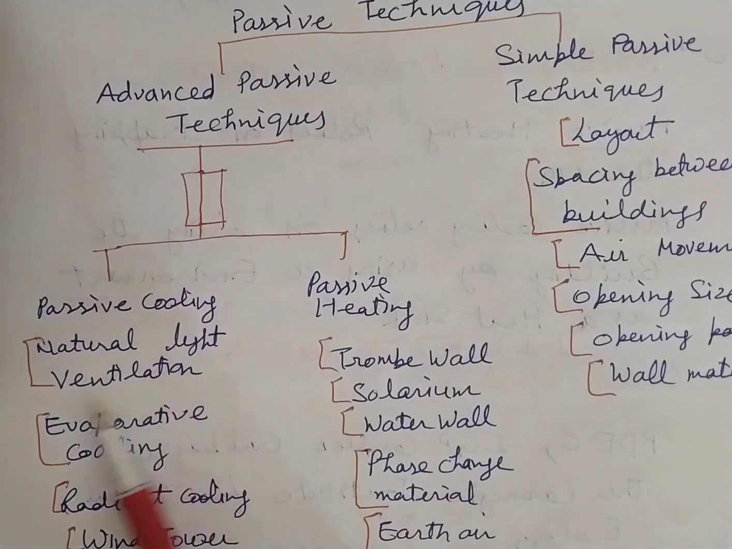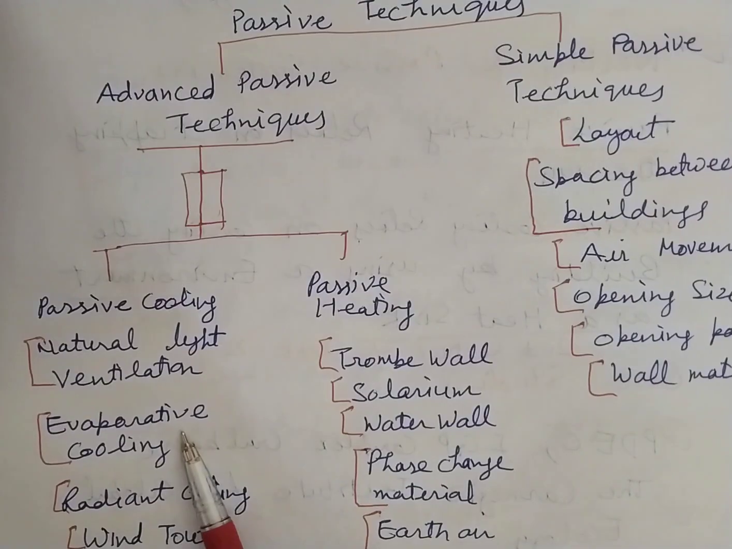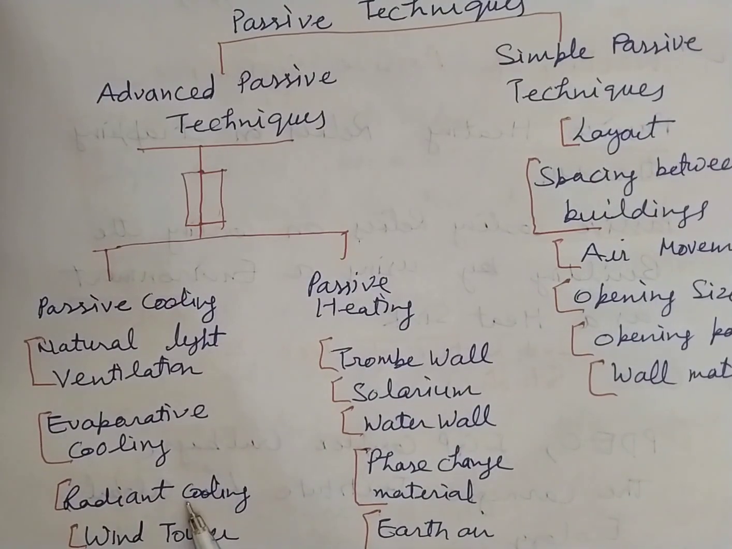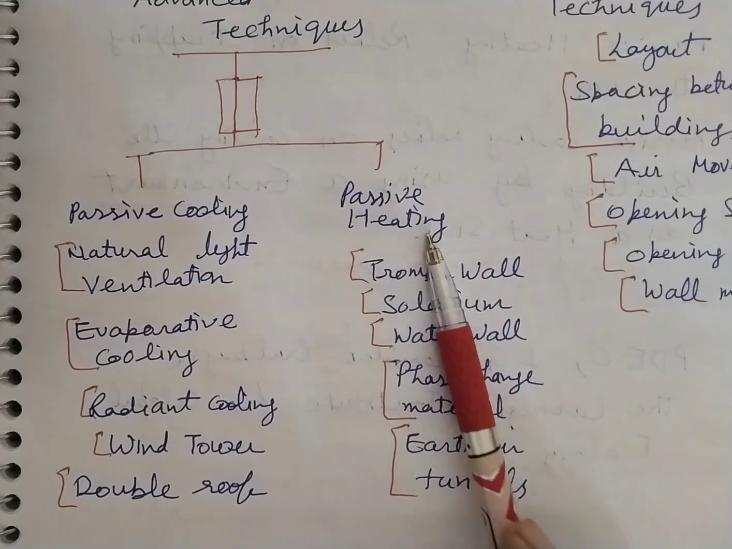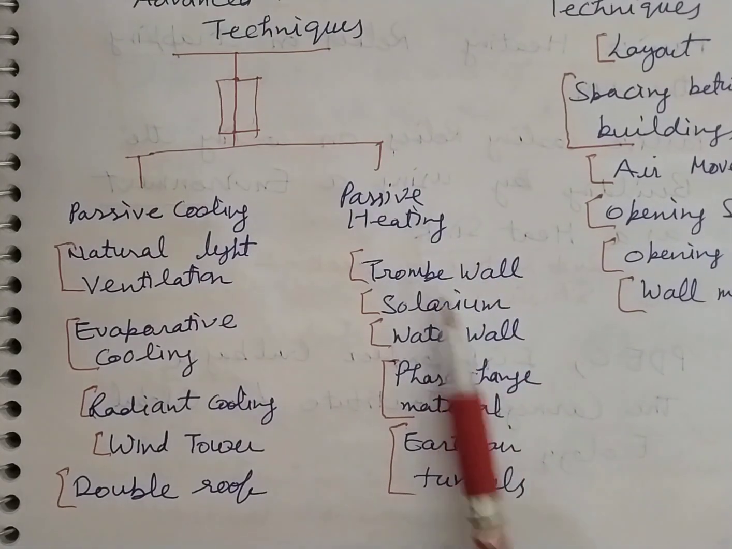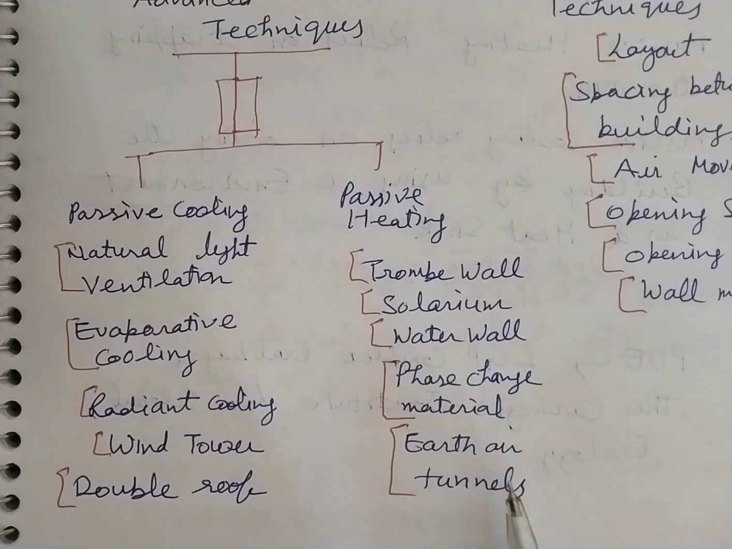Passive cooling covers natural light ventilation, evaporative cooling, radiant cooling, wind tower and double roof. Passive heating can be achieved by Trombe wall, solarium, water wall, phase change material, earth air tunnels.